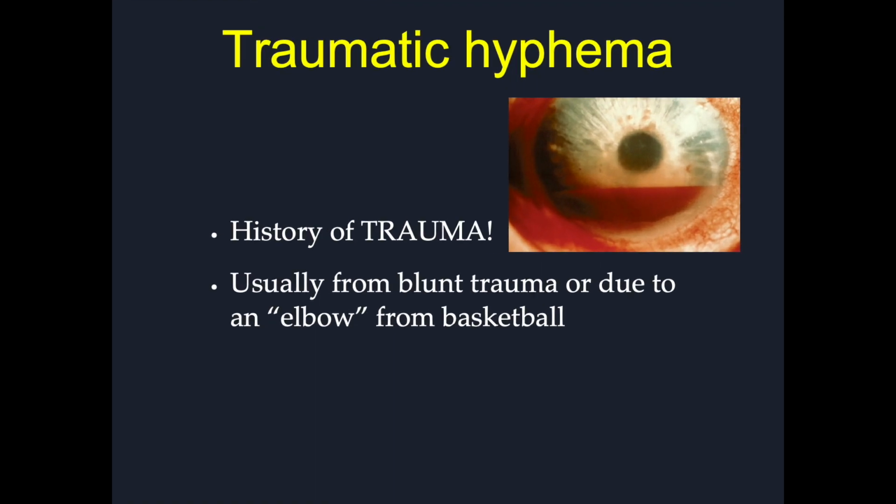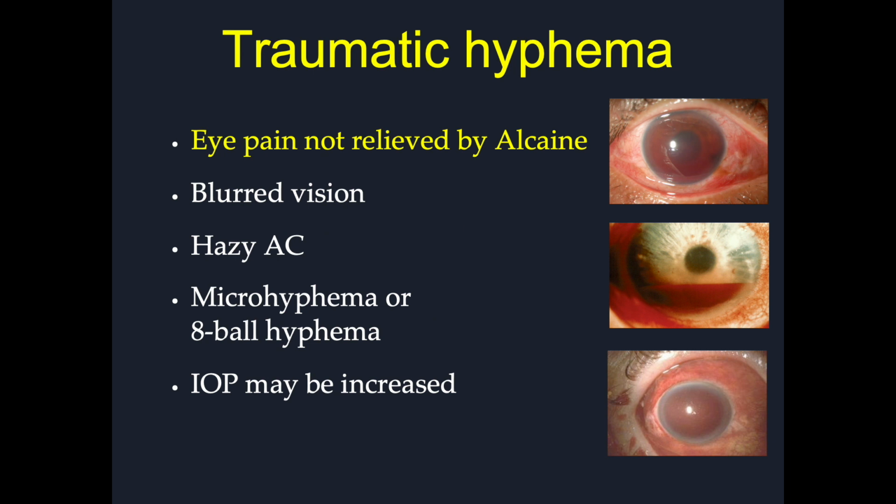Traumatic hyphema. Of course, there is a history of trauma. But what usually causes this is blunt trauma, or sometimes an elbow from playing basketball. When doing the eye exam, you will note that the pain will not be relieved with alcaine eye drops. The patient will complain of blurry vision. There might be a hazy anterior chamber, and the hyphema may range from a microhyphema to an 8-ball hyphema covering the whole eyeball. IOP may be increased.